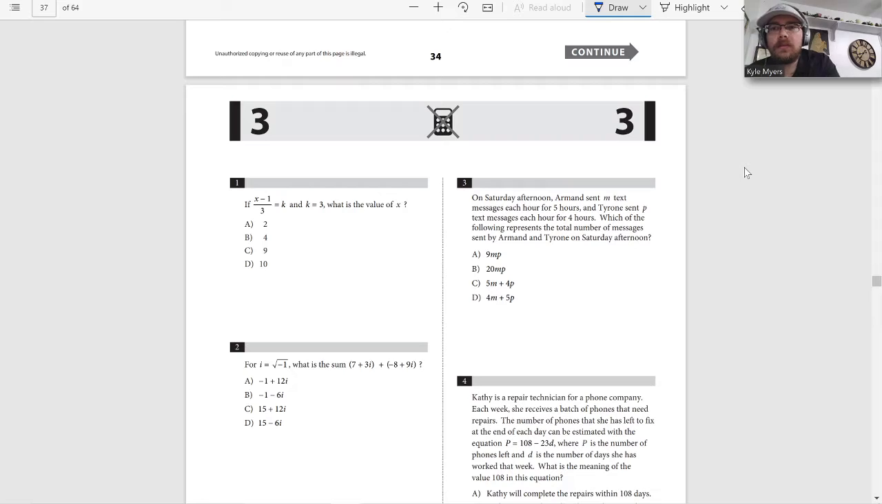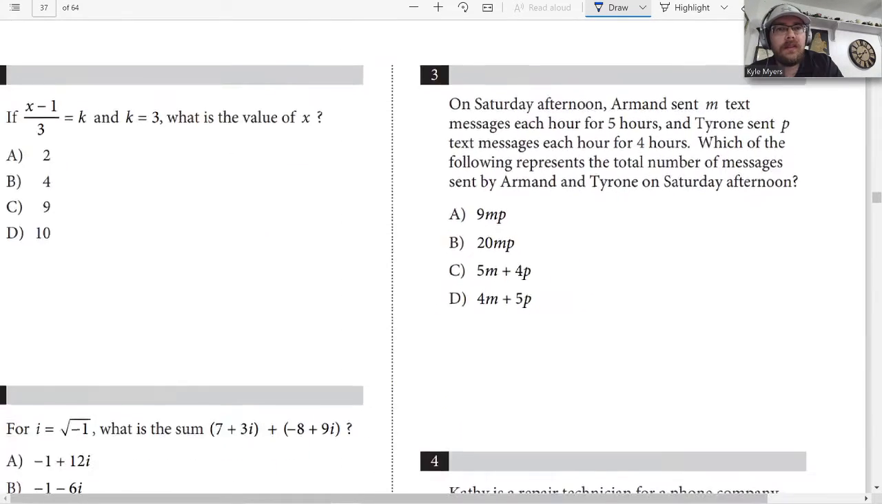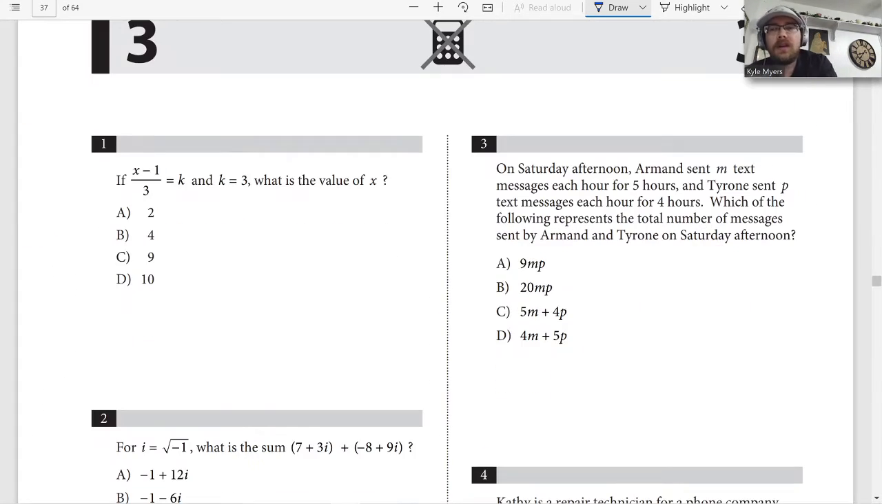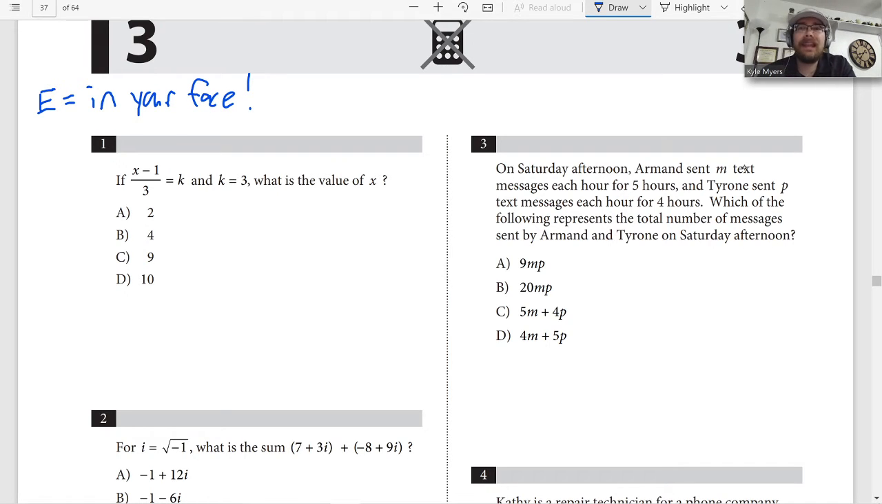For easy problems, we're looking for whatever answer is most in our face. So it's the in your face answer. That would be whatever answer seems to just kind of come up, or maybe you don't have to do a lot of math to start with, and you just kind of get the answer.